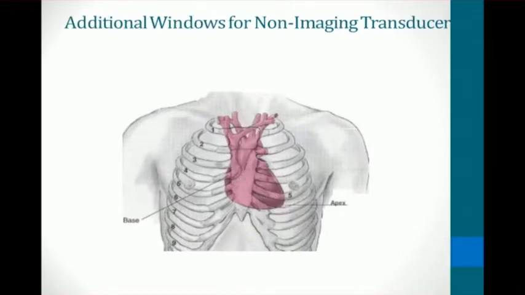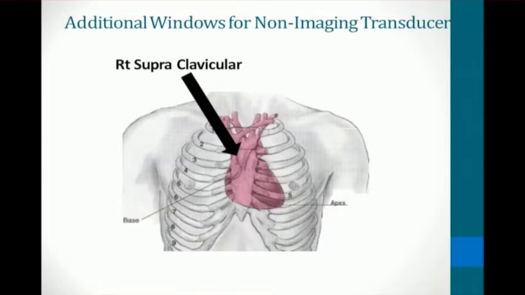Additional windows to use for the non-imaging transducer include the right supraclavicular, where you place the probe to the right of the patient's neck. Many times you might find flow of the SVC. Luckily, the aortic valve is just to the left, so between sliding or angling the transducer, you'll be able to find the velocity. Another view is the subcostal window.